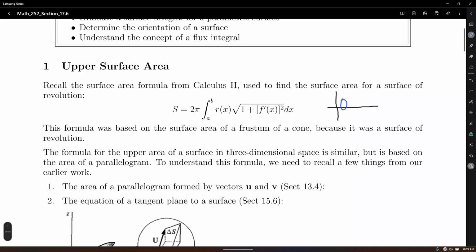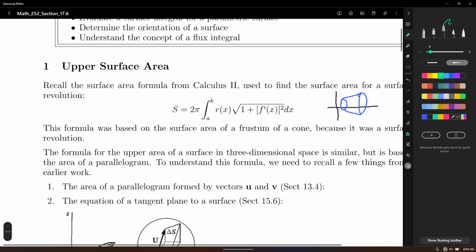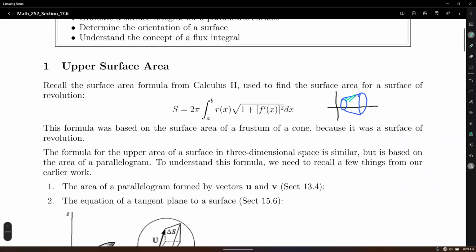And what would we do? Rotate it and create what we call the frustum of a cone, like this. That would create a solid of revolution. And what would we be calculating? The surface area, which you can think of as the amount of skin of the body, if you will.